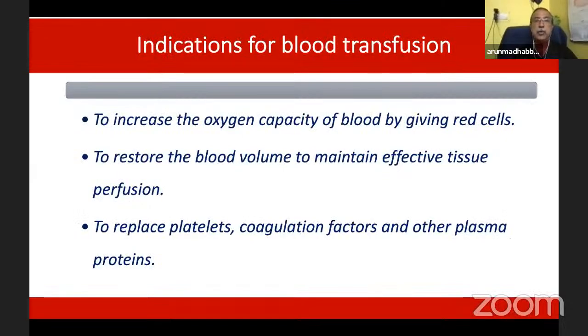So today we have a very limited role of blood transfusion, and the indications are to increase the oxygen capacity of blood by giving this transfusion, to restore blood volume to maintain effective tissue perfusion following an acute blood loss, and to replace the components where the clotting is in question.